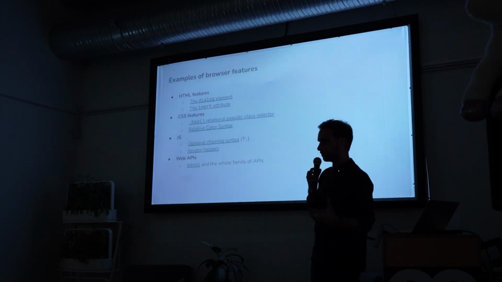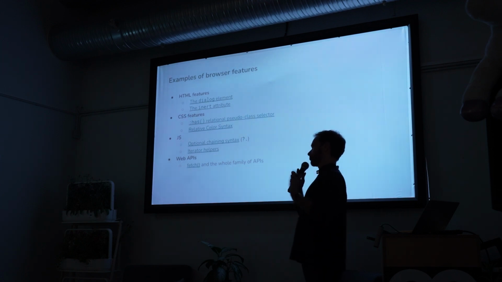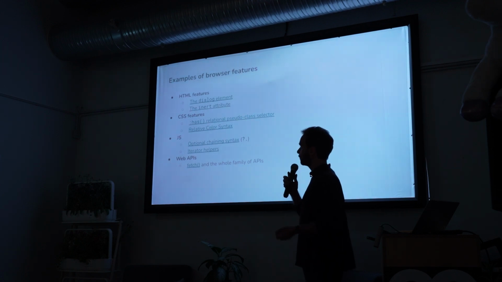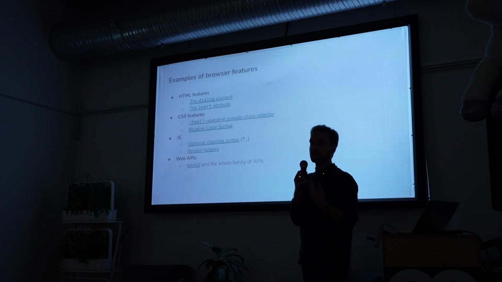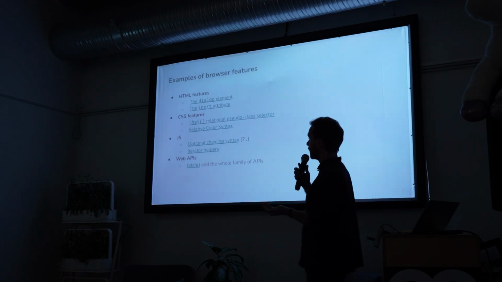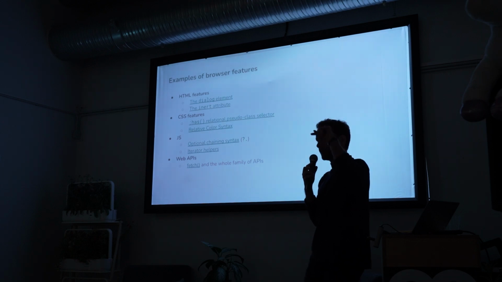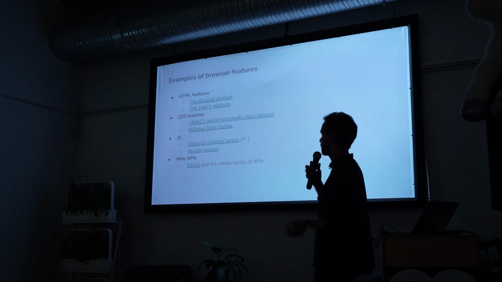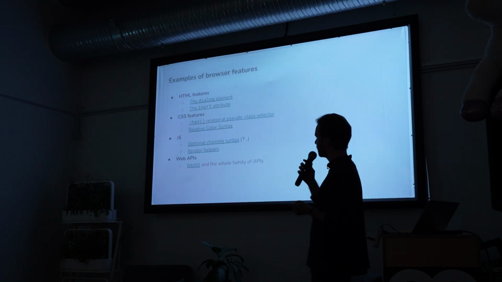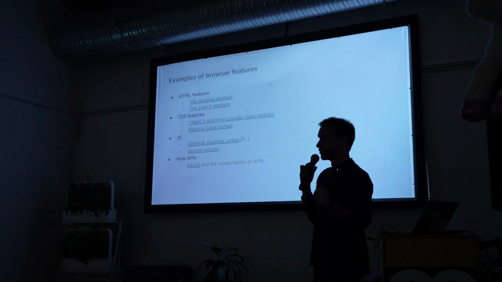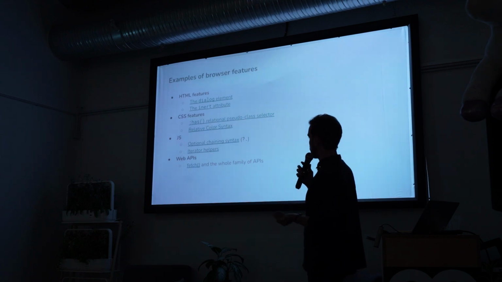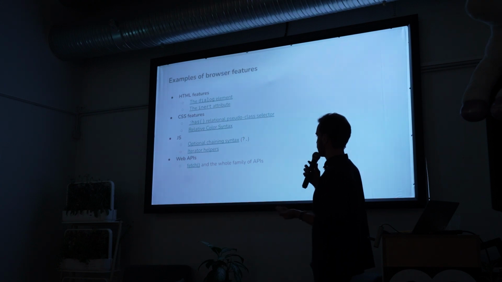What about features? What's a browser feature? Browsers are very complex. I'm not going to cover all of it here, but there are HTML features. For example, a new element, like the dialog element, or a new attribute, like the inert attribute. You might get CSS features. So for example, there's :has, which allows you to do relational selections like parent selectors, but also some other more cool stuff. There's a relative color syntax that allows you to define colors in relation to other colors. For example, if you want to darken them or lighten them.